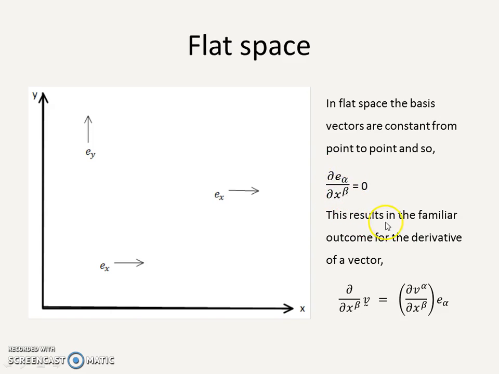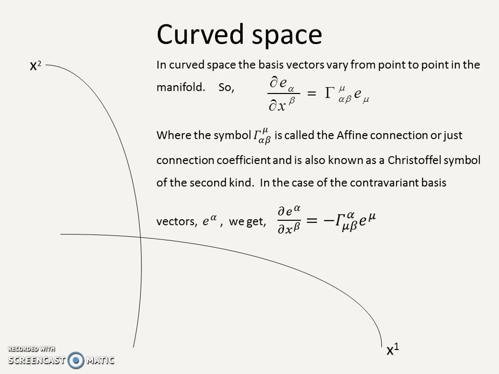Very simple. And so that just gives us the familiar result for the partial derivative of a vector. It's just the partial derivative of the components of the vector. Very straightforward, and what we're used to. In curved spaces though, the story is very different.